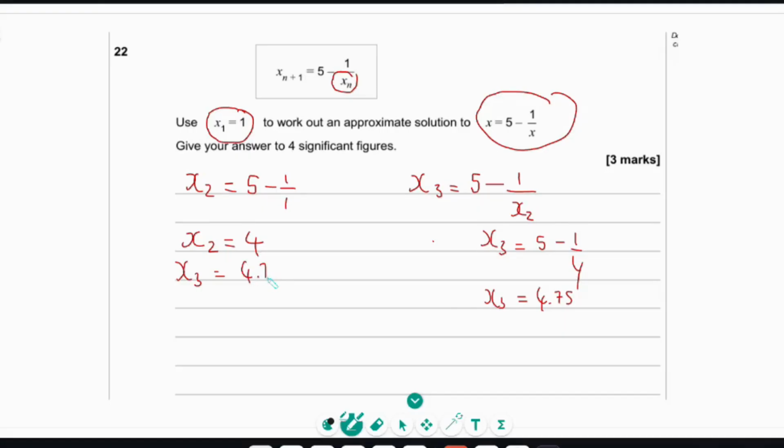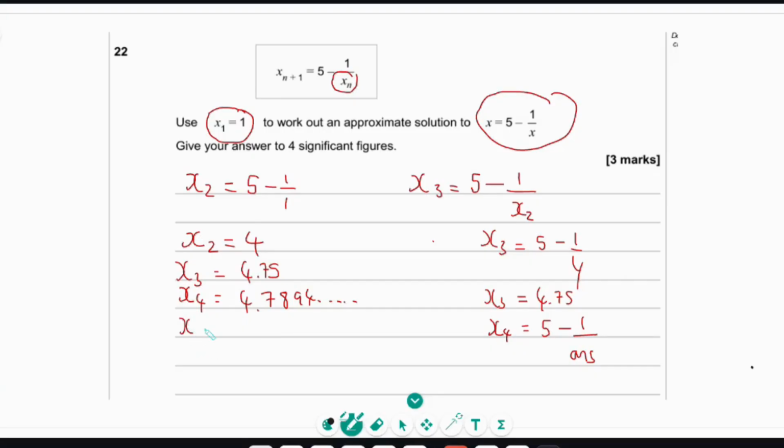Now every time I can just redo the calculation using the answer button. So now x4 is 5 minus 1 over 4.75. I'm just going to use the answer button on my calculator as so. 5 minus 1 over answer. X4 is 4.7894. So what you'll find is the answer will get closer and closer to the same number.